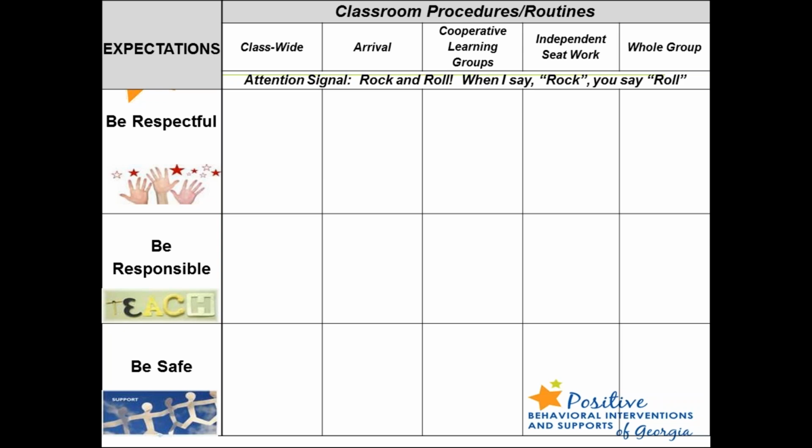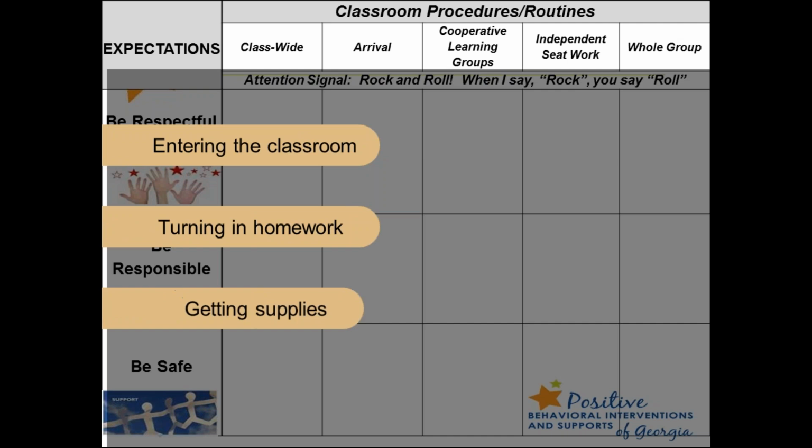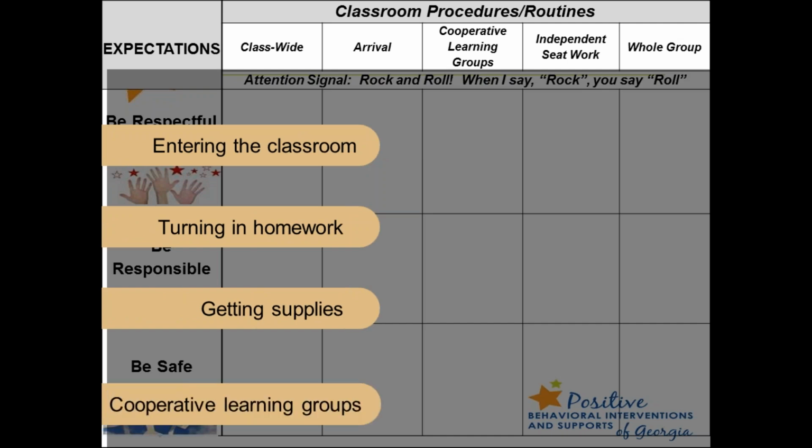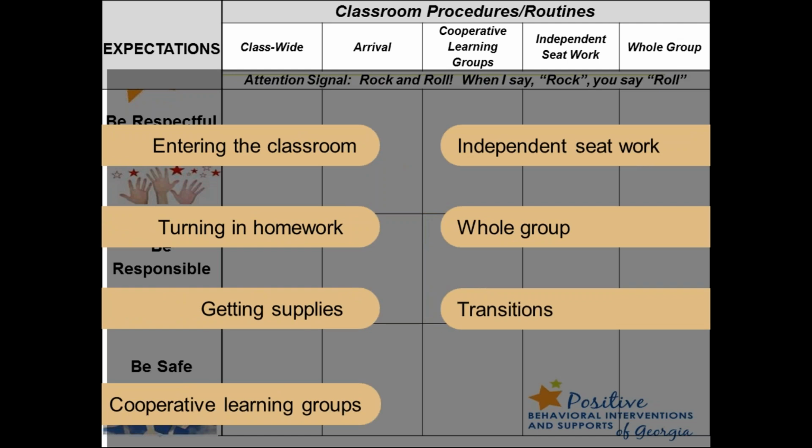Next, across the top, identify and list the activities that are important in your classroom. Perhaps entering the classroom, turning in homework, getting supplies, cooperative learning groups, independent seat work, whole group, transitions, etc. When identifying your activities, here are some things to keep in mind.